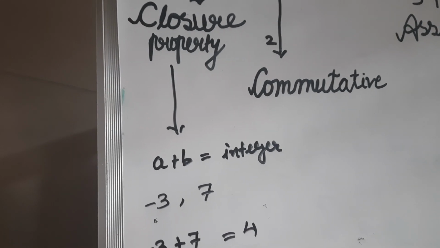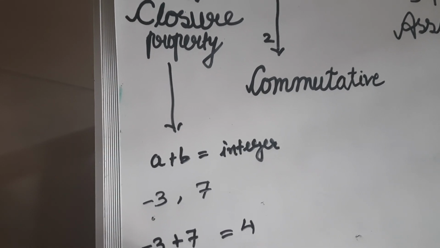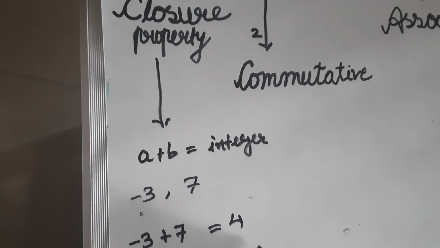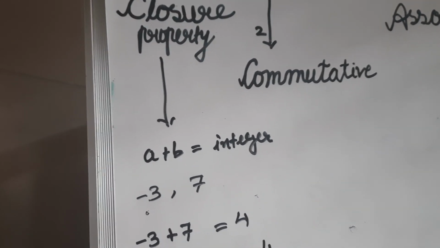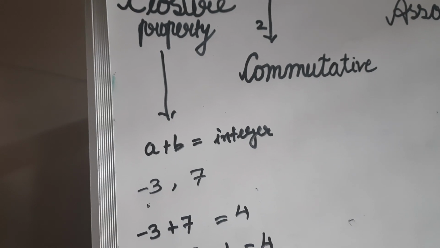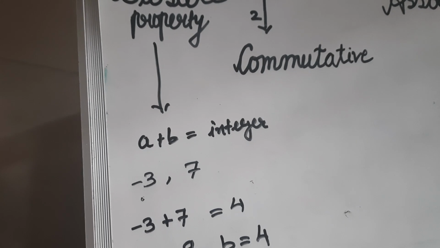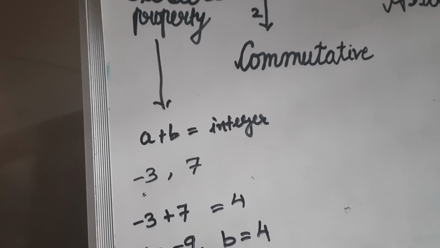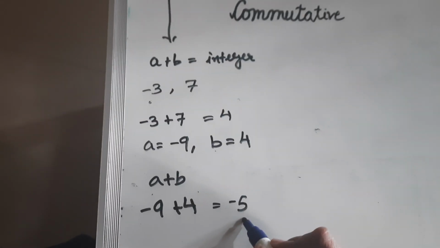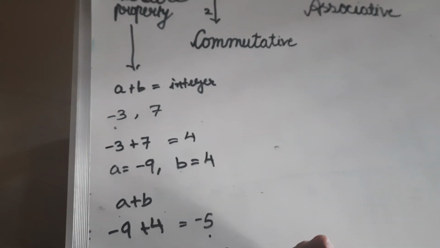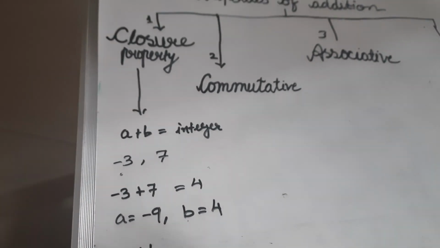Then let's say a is equal to -9 and b is equal to 4. So what is a plus b? Here -9 plus 4. So what is the answer? -5. -5 is also an integer. This is not a decimal or fraction. So this is the property.